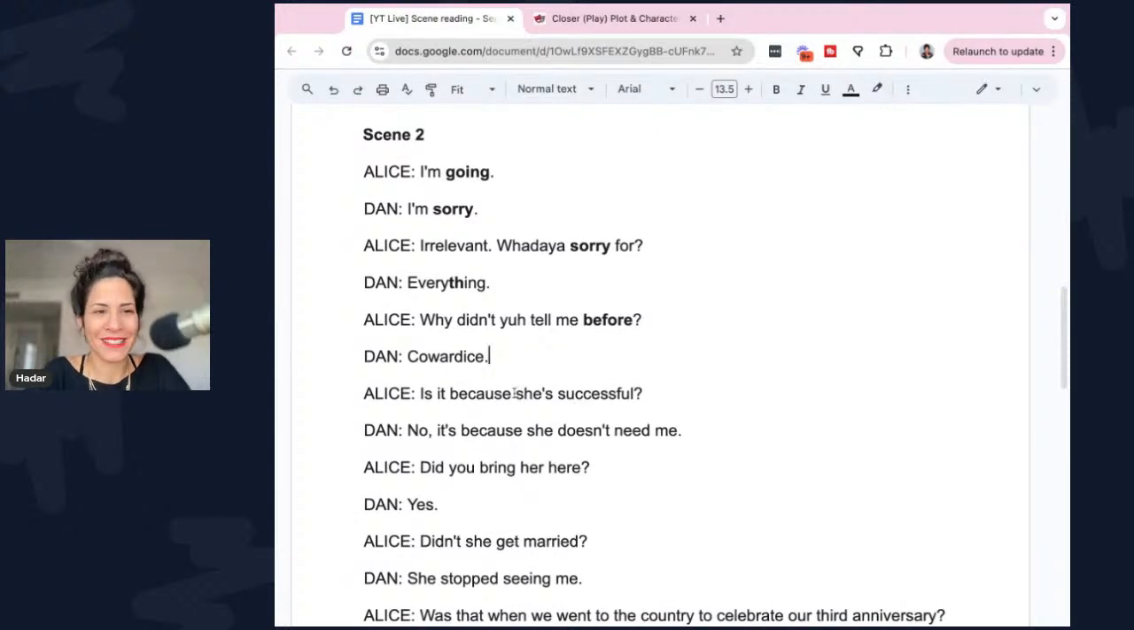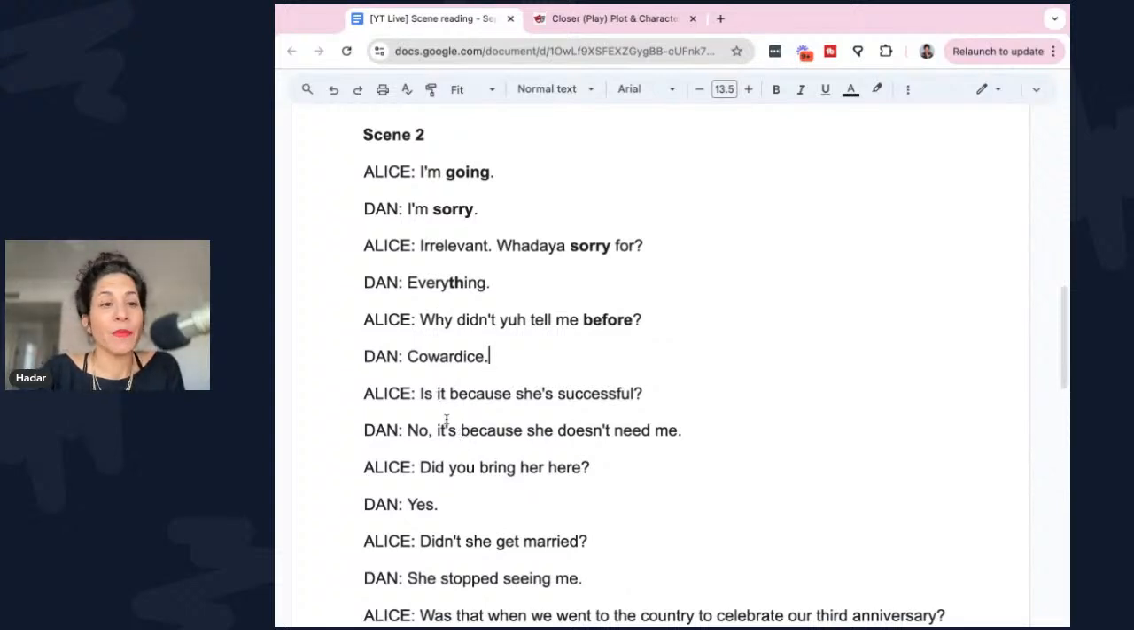Other ways to refer to someone who is a coward. It's a derogatory word, right? It's not representing it in an objective way. It's being said to diminish someone's behavior. So he's saying it about himself. Cowardice. Cowardice.